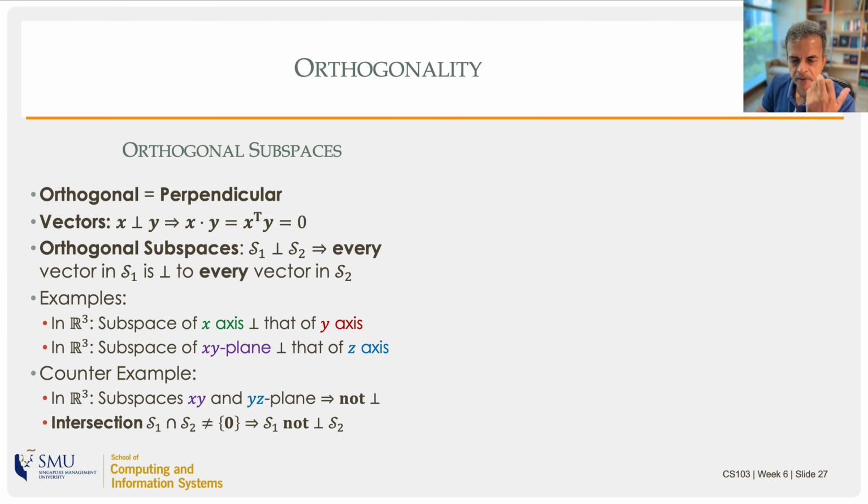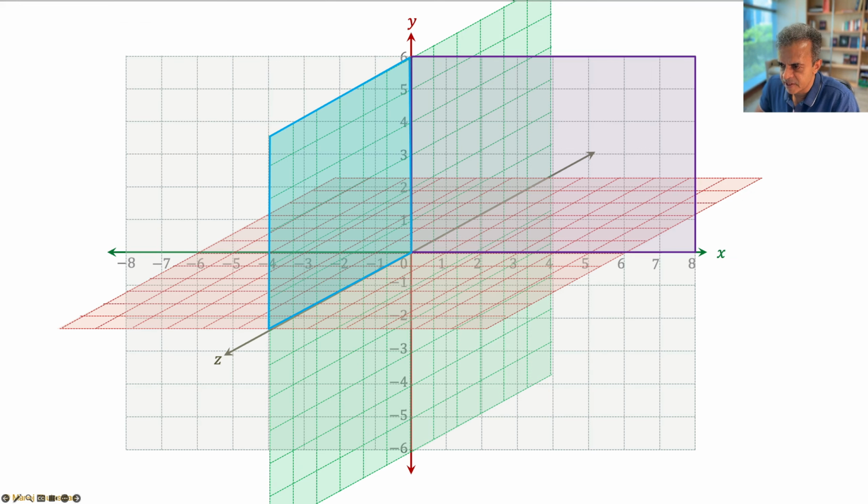The xy plane by itself is a subspace because all planes that go through the origin containing vectors would represent a subspace. So the xy plane and the yz plane are subspaces. So let's take a look at that and see something that is slightly counterintuitive. My xy plane is in purple, my yz plane is in blue now. They look as though they are orthogonal, don't they? But they're not orthogonal subspaces.